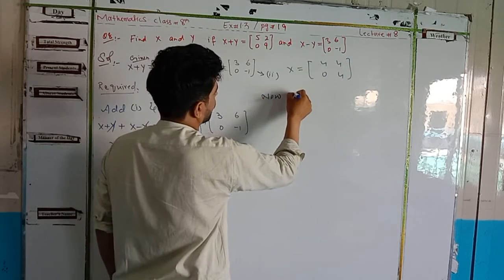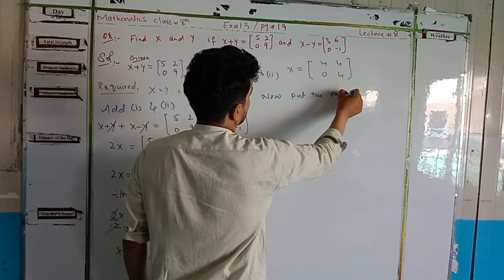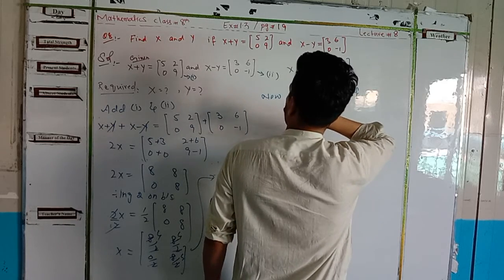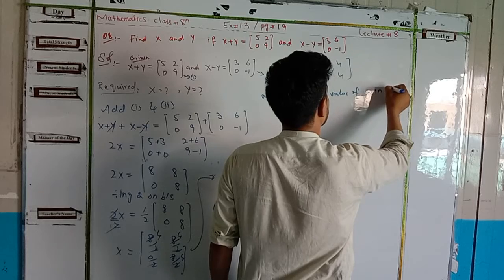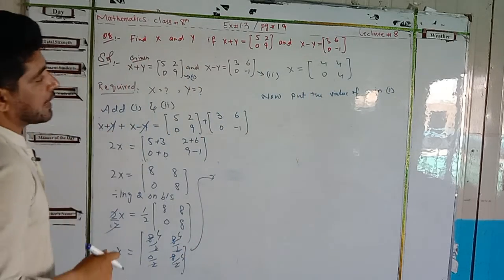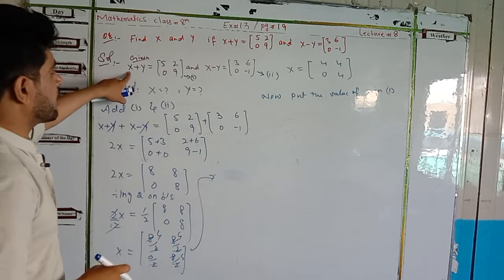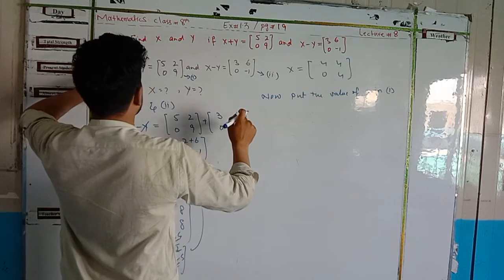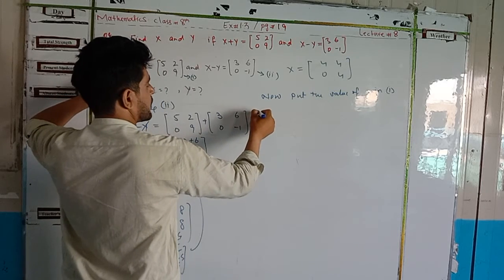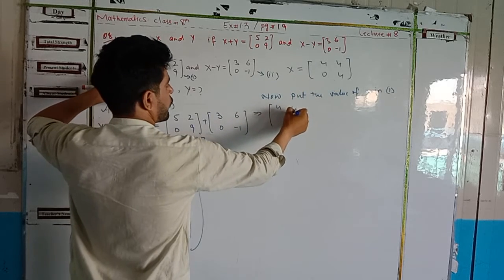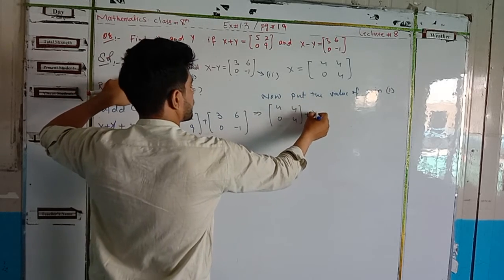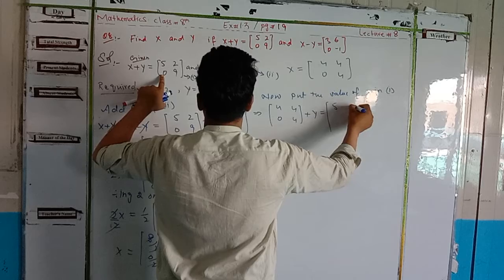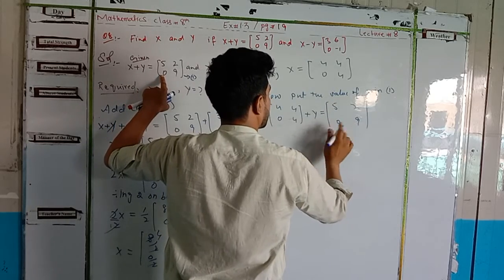Now put the value of x in equation number 1. Equation number 1 is x plus y is equal to 5209. What is the value of x? X is 4404, so 4404 plus y is equal to 5209.